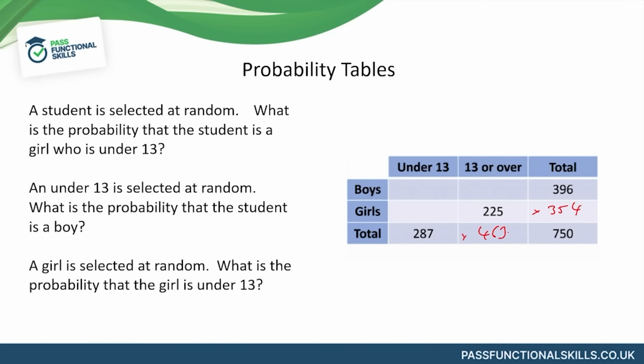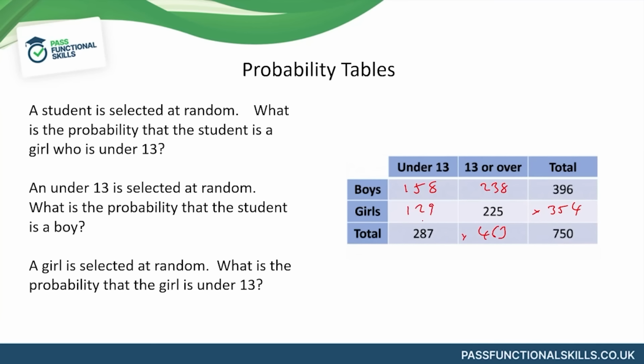Now, of the 463 13 or overs, we know 225 are girls, so the rest must be boys. So subtract 225 from 463, we get 238. And of the 396 boys, 238 are 13 or over, so the rest are under 13. So 396 minus 238 is 158. And of the 287 under 13s, 158 are boys, so the rest are girls. 287 take away 158 is 129.